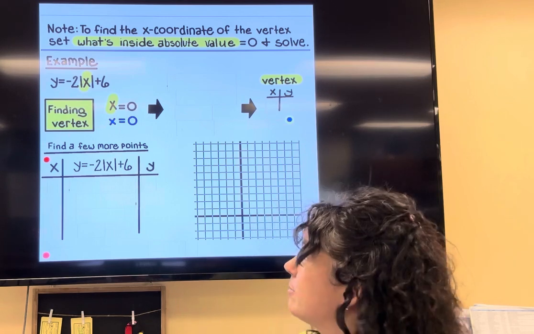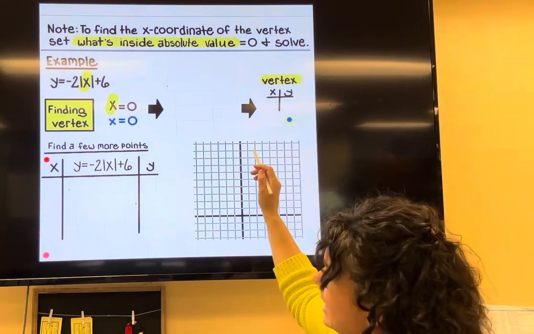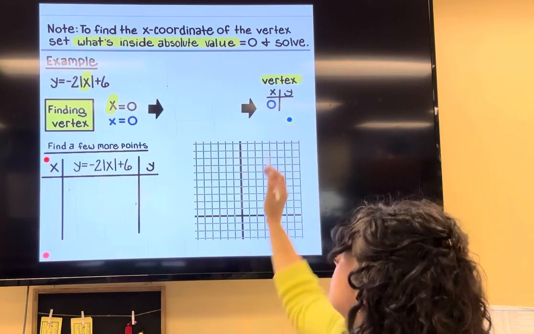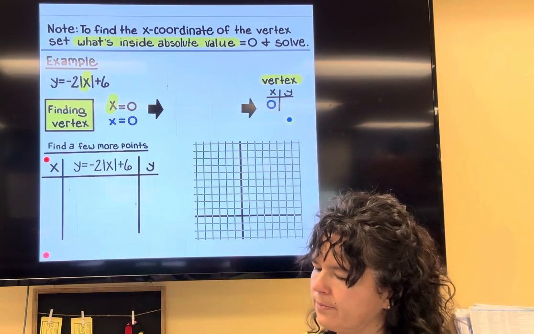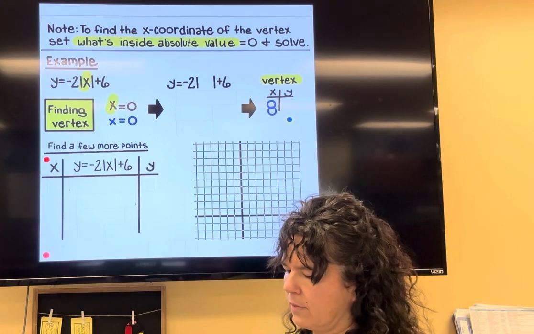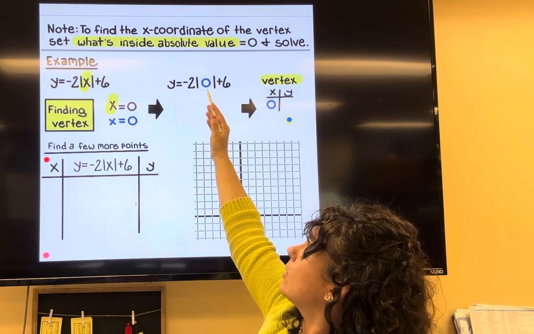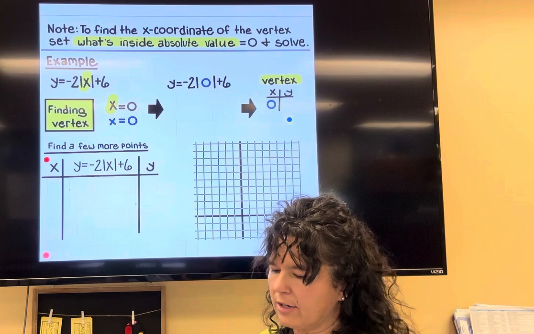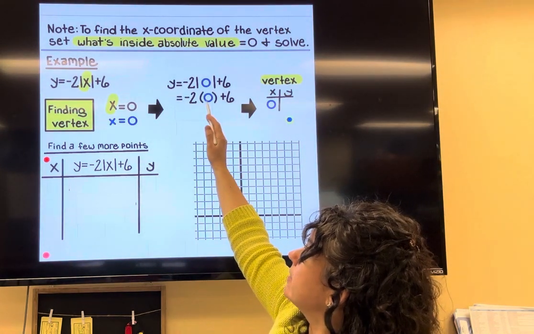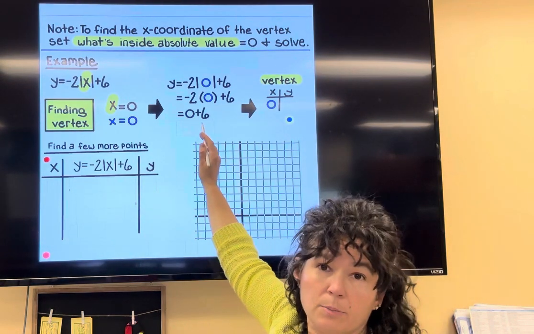Just to emphasize that, I'm just going to color code that. The x is 0. So I'm going to now substitute the number 0 into my equation. I'm going to put the 0 right there. Okay. There's nothing to simplify on the inside, so next, let's go ahead and take the absolute value of 0, which is 0. And now we can multiply. -2 times 0 is 0. And then 0 plus 6 is 6.